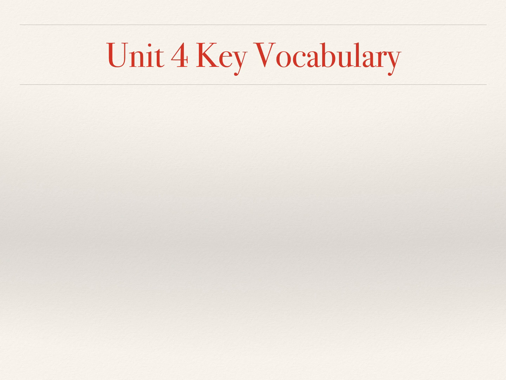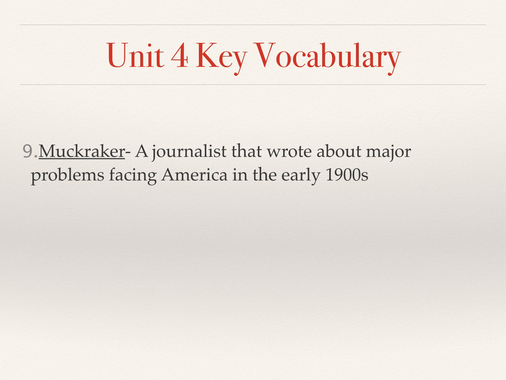Starting with number 9, we move away from immigration terms and more into terms that have to do with what's going on in the country around the time period of the late 1800s, early 1900s. The first one is number 9, muckraker. It's a funny word, muckraker. And a muckraker was a journalist, a newspaper reporter, who wrote about major problems facing America in the early 1900s.